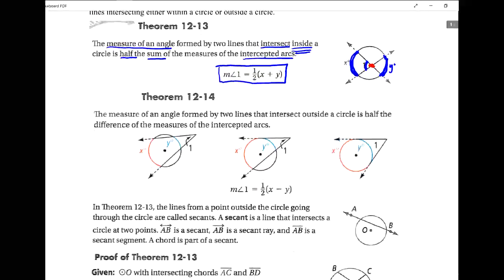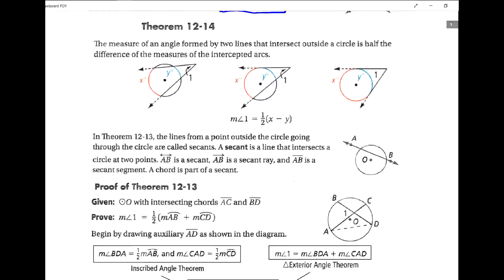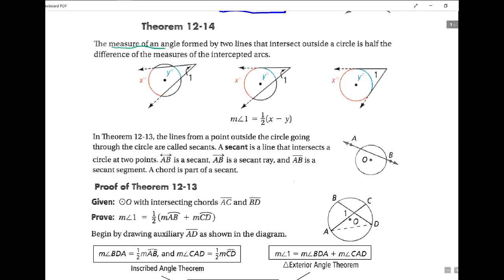Let's look at our next theorem. It says the measure of an angle formed by two lines that intersect outside of a circle is half of the difference. Difference means we are subtracting the measures of your intercepted arcs. And so here is this formula. Now, I would not think of this one in terms of x and y because we use both of those as variables, okay? And they aren't always going to be labeled in this order.